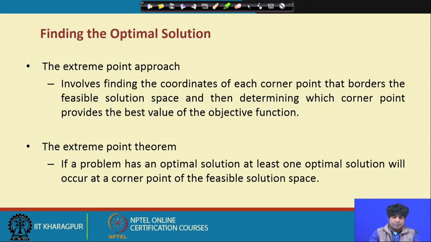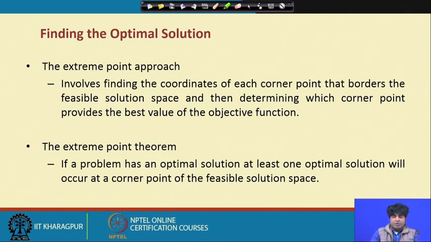So while searching for the optimum solution, we have a structure called the extreme point approach. It involves the coordinates of each corner point that borders the feasible solution space, and then determining which corner point provides the best value of the objective function. That means by default it will give you various alternatives, and one particular option will be the best as per the business requirement.